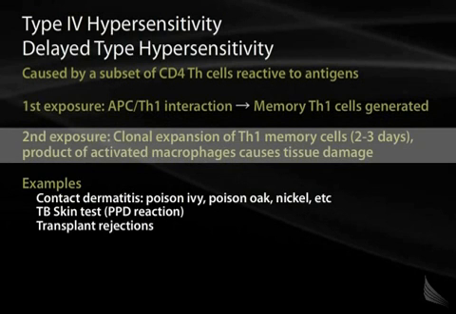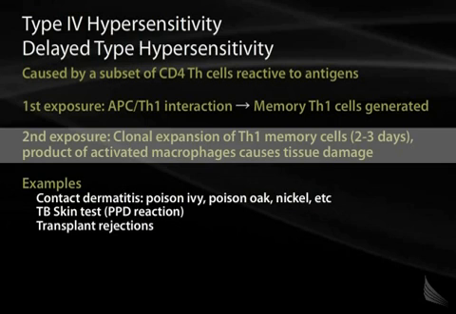During a secondary exposure, then, you get expansion of the T helper memory cells. Those will activate macrophages, they'll activate cell-mediated type immunity, and that will lead to inflammation and tissue destruction, tissue damage like we talked about. However, this one's not immediate.